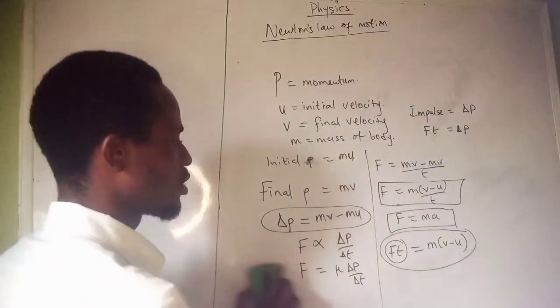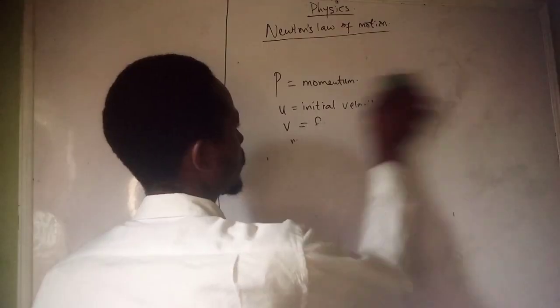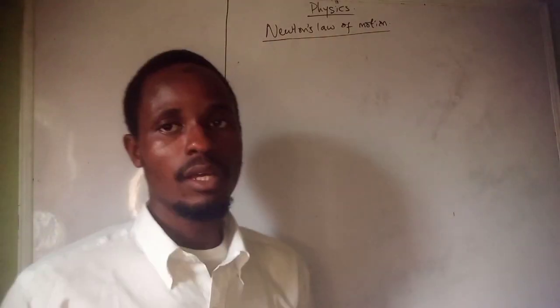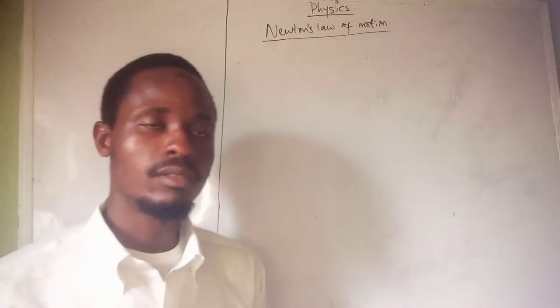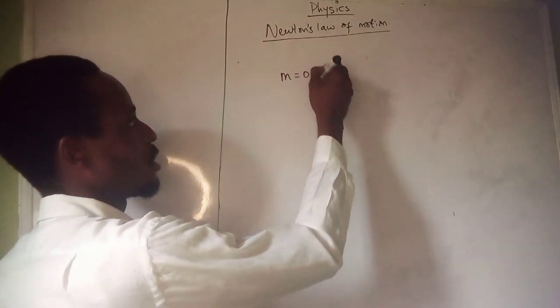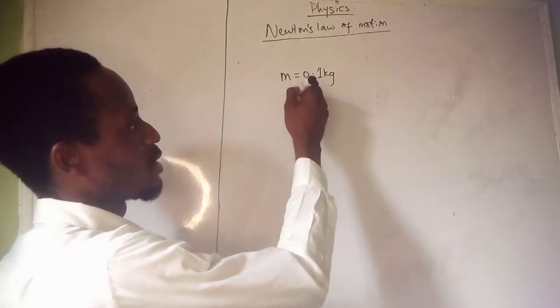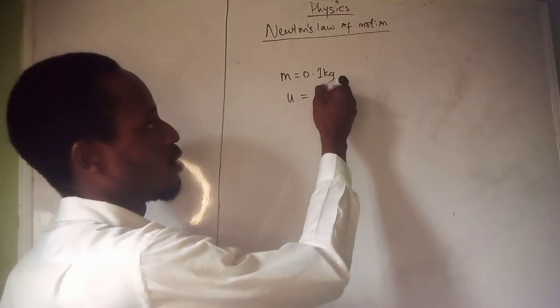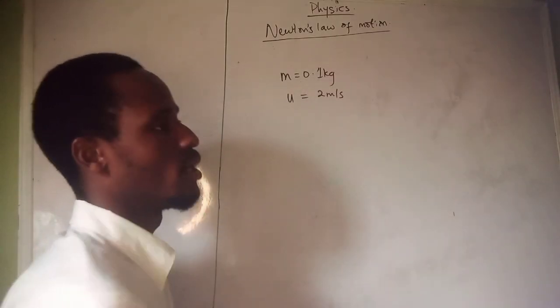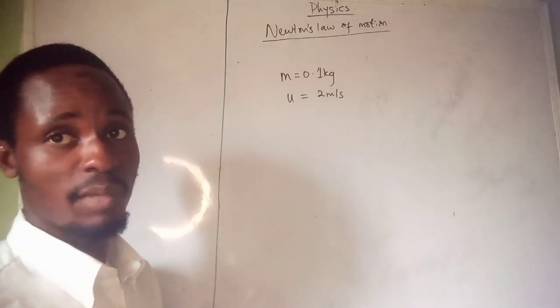Okay, let's look at one question that has to do with this. The question says a ball of mass 0.1 kg. So the mass of the ball is 0.1 kg, moving with an initial velocity of, let's say, 2 meters per second, then hits a wall and rebounds with the same velocity.